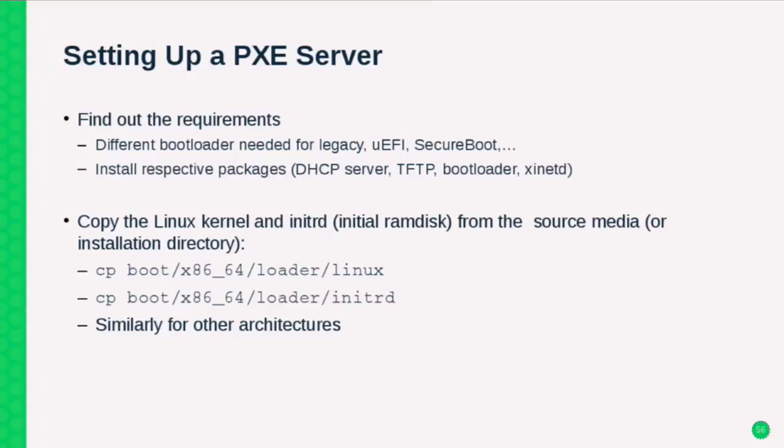So the thing you need to do is find out what exactly you need and then install the respective packages. Just a note to the list: xinetd is only needed on SLE 11. The bootloader here means the bootloader which you will use to boot the machines over the network, and it may be ISO Linux, it may be GRUB, the old one, or it may be GRUB 2. It really depends on what exactly you need.